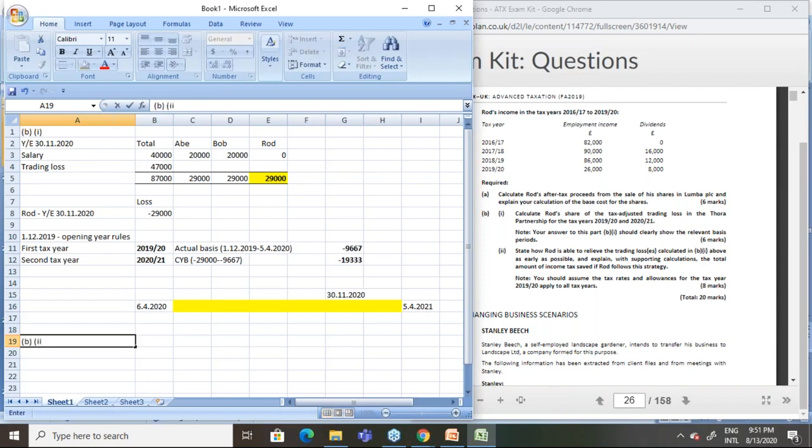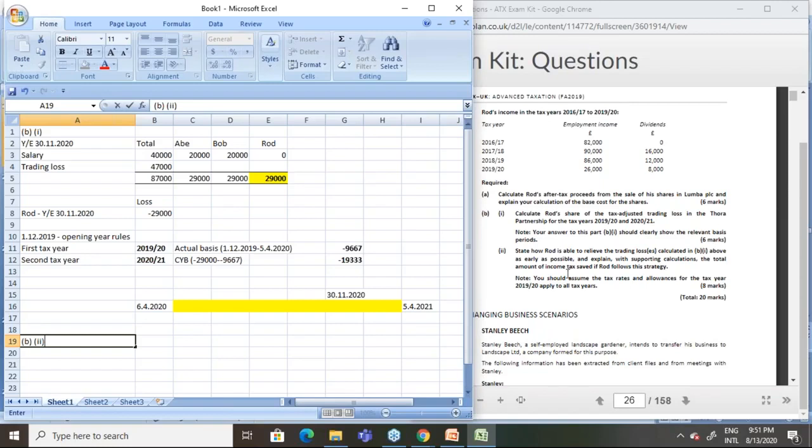B, Roman 2. For that, they have allocated 6 marks, quite substantial. And this is, as I said, from the September 2019 June papers. Then state how Rod is able to relieve the trading losses calculated in B, Roman 1 above as early as possible. That's the requirement that we need to satisfy, and explain with supporting calculations the total amount of income tax saved if Rod follows this strategy.